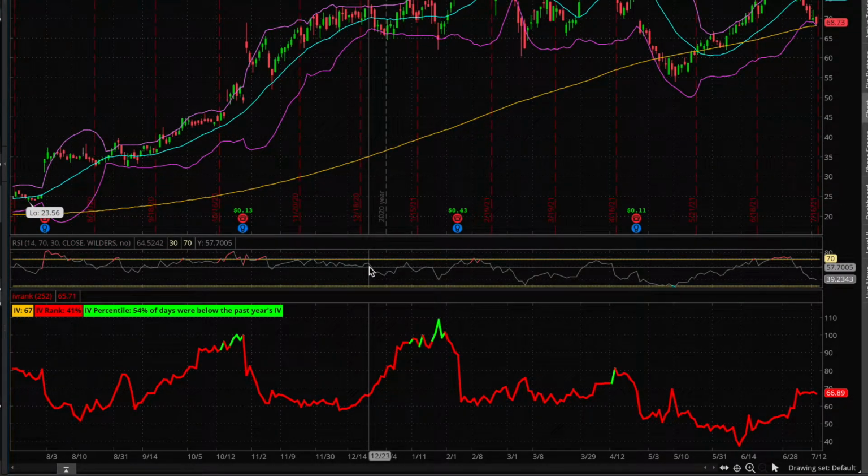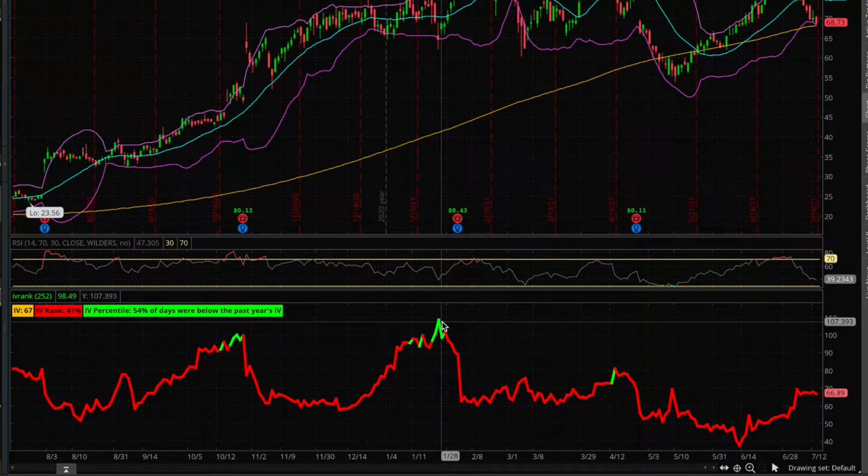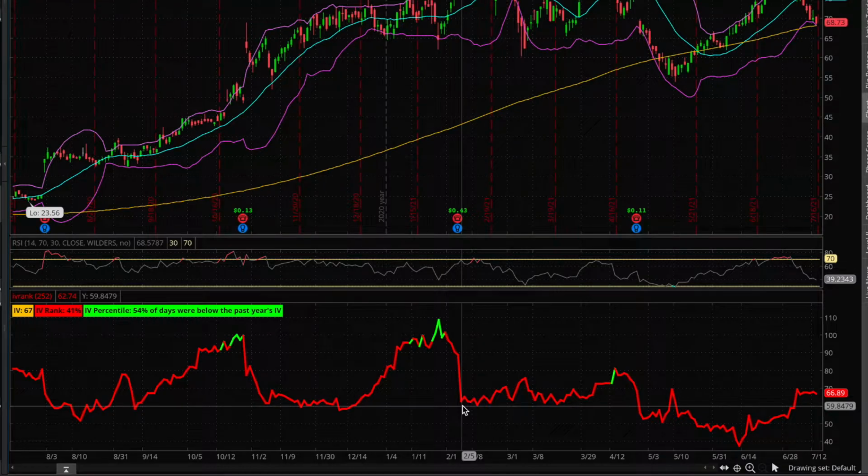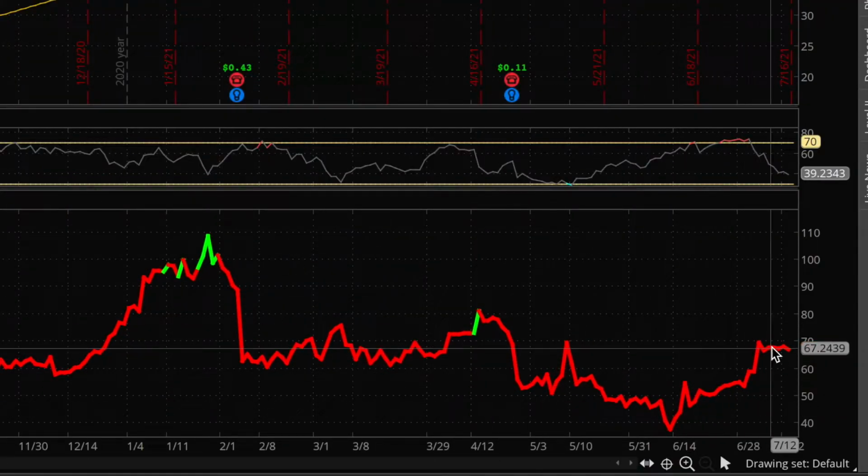And you'll notice that the vast majority of the time leading up to the earnings announcement date, implied volatility will expand. And then once those figures are announced, you will almost always see a very significant contraction of implied volatility thereafter. This does not happen every single time, but it does happen the vast majority of the time. And that's what matters.